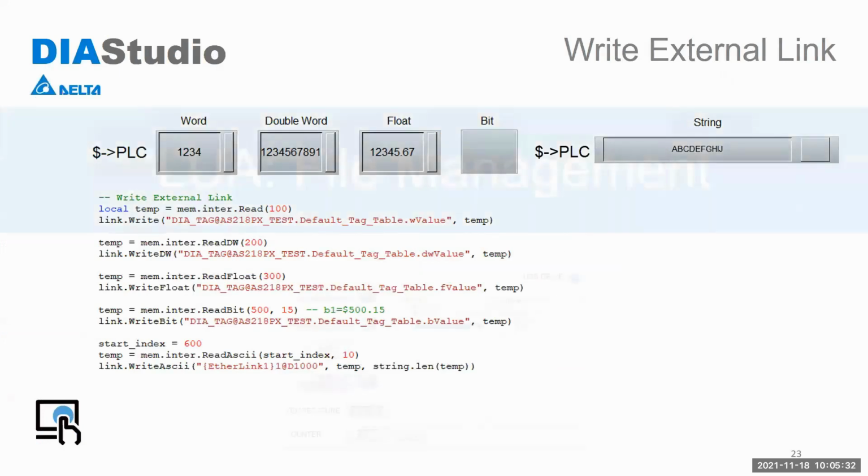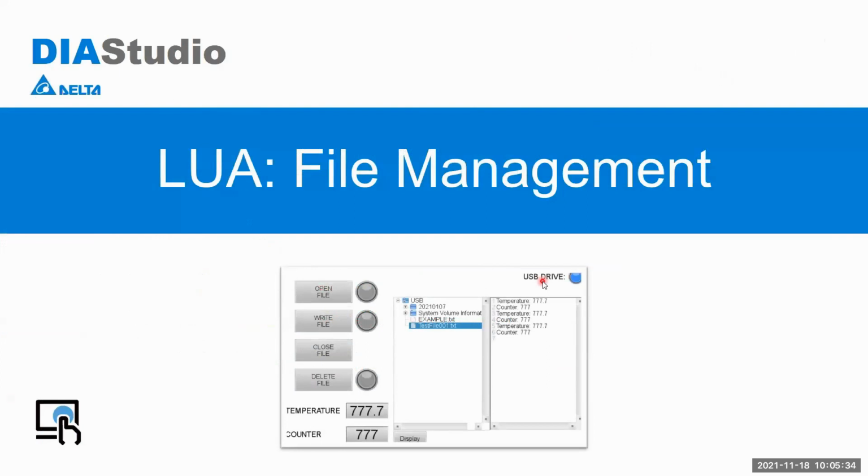Okay, so let's start with more advanced functionalities of the Lua. First one is the file management. So the capability to create your own files into the memory of the HMI, but also in the USB or SD in case your HMI has a SD card slot. You can also create files there, and not only create but also write and read the information in those files, and also delete, of course.